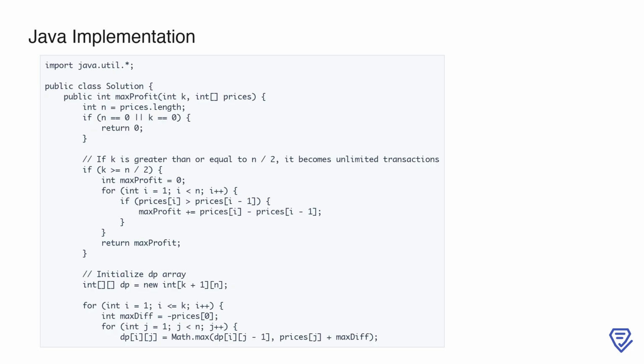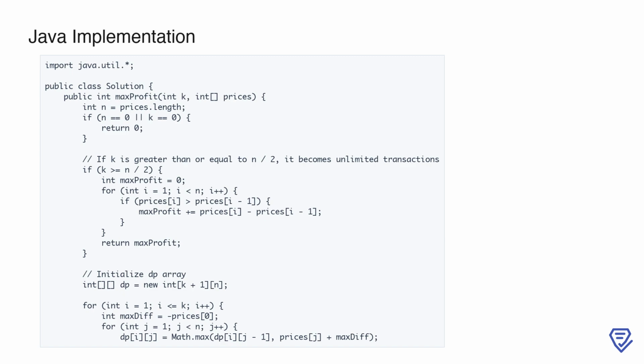Here, we begin the Java implementation for solving the problem. First, we import the necessary utilities and define our class and method. The method takes two inputs, an integer k representing the maximum number of transactions allowed, and an array prices representing the stock prices on different days. We start by getting the length of the prices array, and if either the array is empty or k is 0, we return 0 immediately, as no profit can be made.